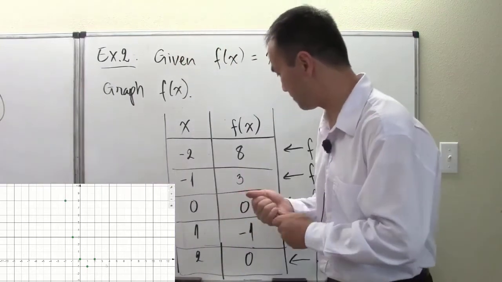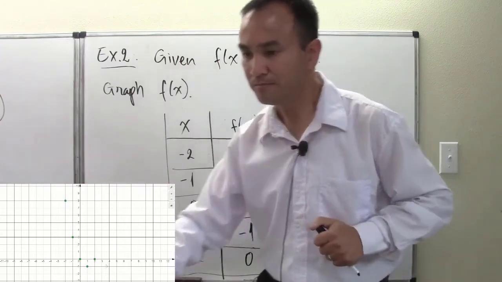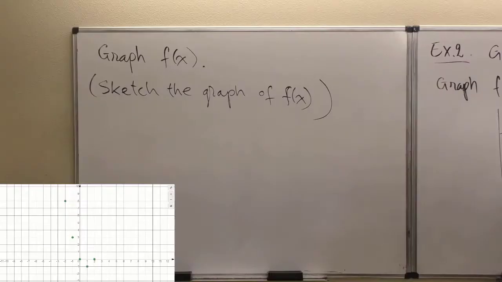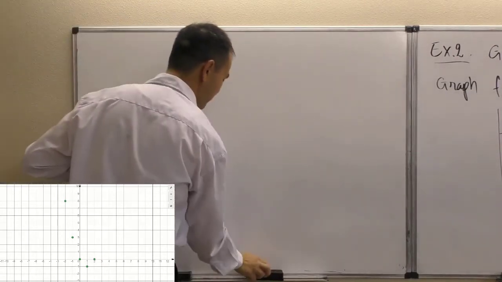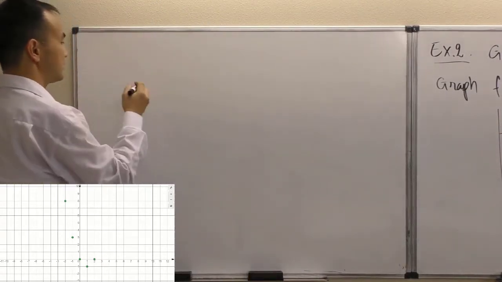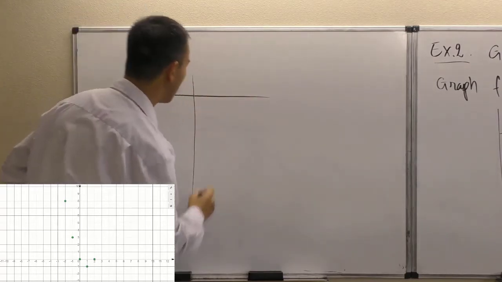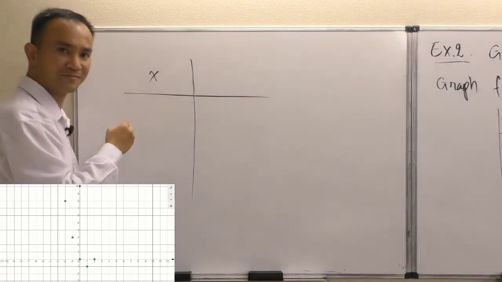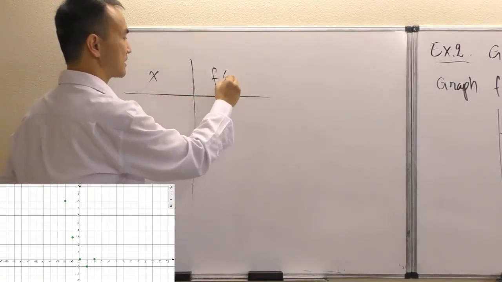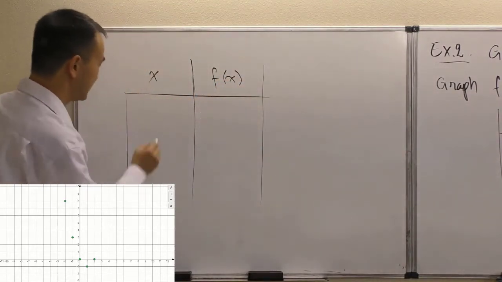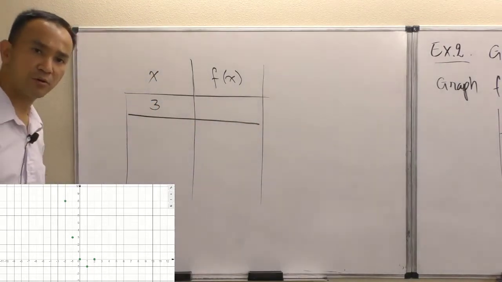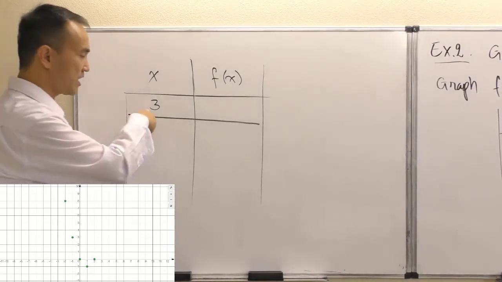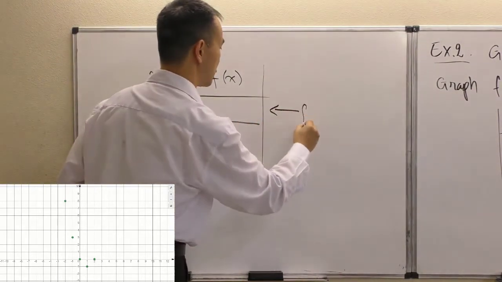Okay, my table here is a little short, so let me switch over to this board. And we can put in a few more values. So x, and then f of x. Now how about we put in 3. Let's put in 3 right here. With 3, the output means f of 3.